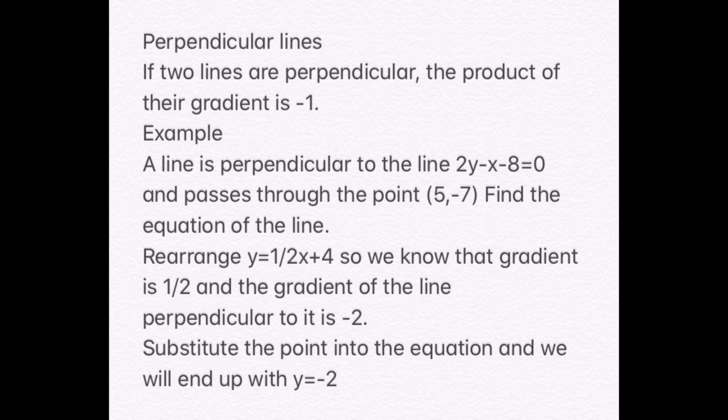Then we will get an equation of y equals -2x. Then we will substitute the values of x and y, which are 5 and -7, into the equation to find that the equation is actually y equals -2x plus 3.